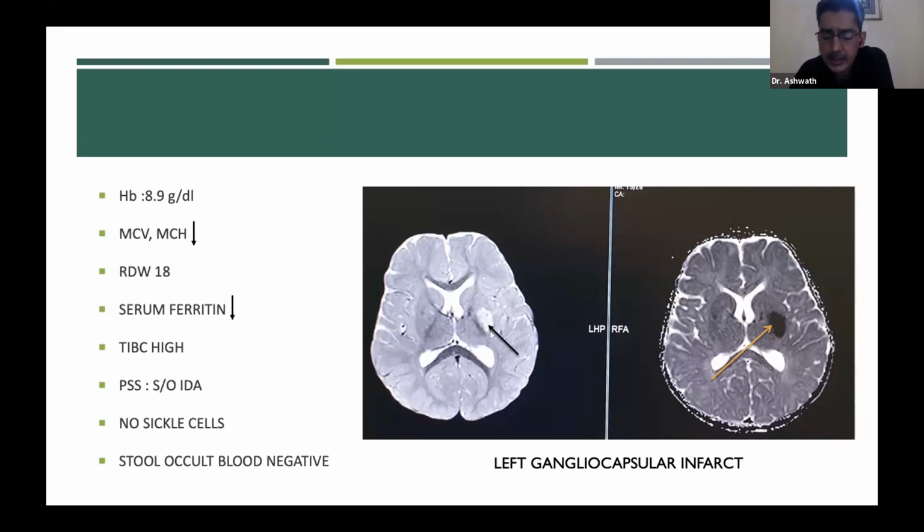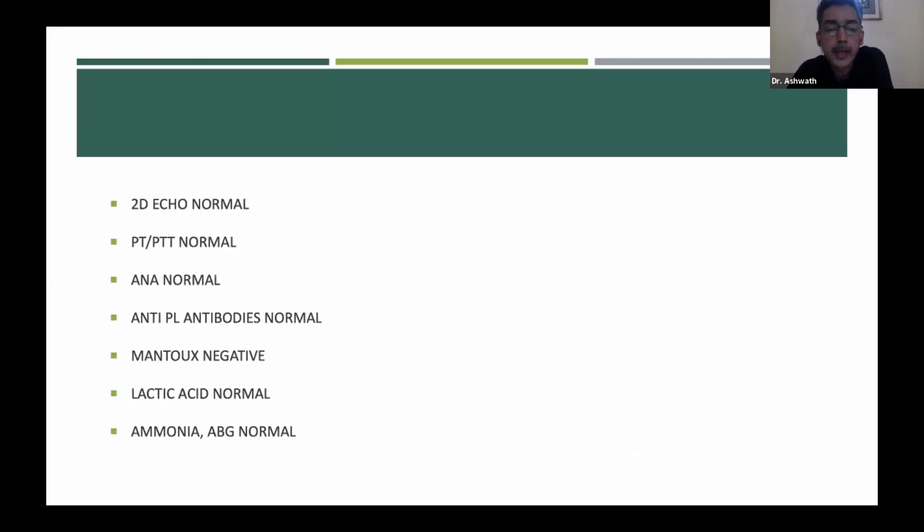Why would such a trivial injury cause so much of a problem in a baby who's otherwise well with only risk factor being iron deficiency anemia? So this child had had a CT done elsewhere, and that is what we wanted to review. We quickly went through the other possibilities for a pediatric arterial ischemic stroke, and we found absolutely nothing in the stroke workup. The anti-nuclear antibodies, the Mantoux, the anti-phospholipid antibodies, PT, PTT, echo, everything was normal.